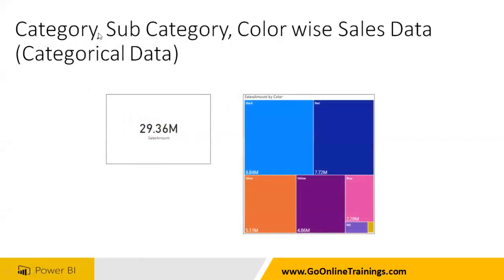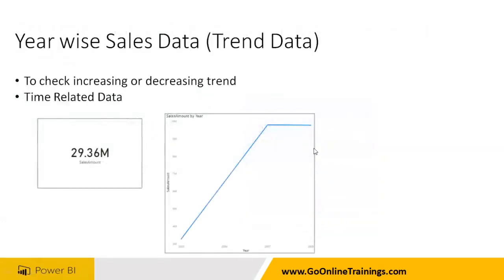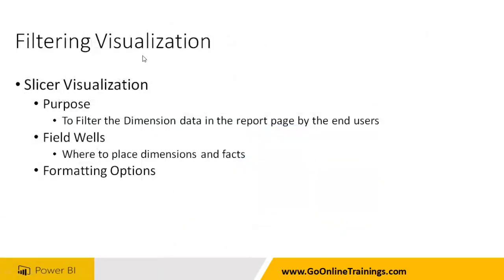Now, category, subcategory, color-wise, sales-wise data. I will talk about this tomorrow, and we'll talk about different dimensions and everything. Okay. Slicer visualization. The purpose is to filter the dimensional data in the report page by end users. The end user can dynamically interact with the report. Field wells are the way to place dimensions and facts. But here we're only dragging and dropping dimensional data, not the fact data. Formatting options we'll discuss.